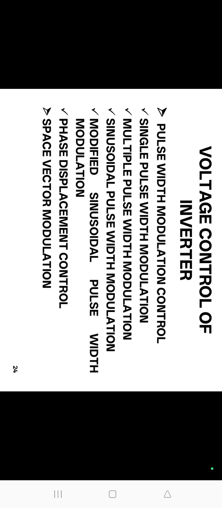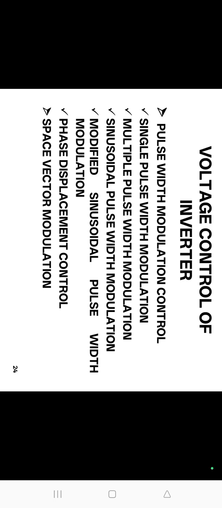Types of PWM techniques. First one is single pulse width modulation. Next one is multiple pulse width modulation, sinusoidal pulse width modulation, modified sinusoidal pulse width modulation. Next one is phase displacement control.